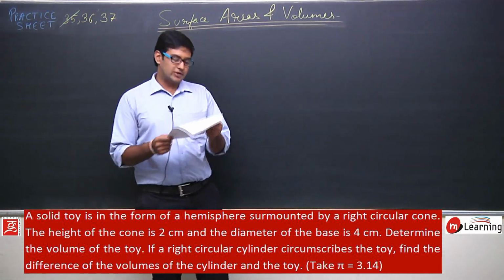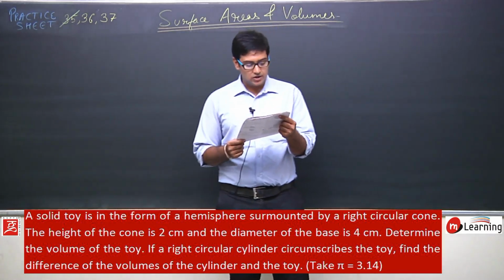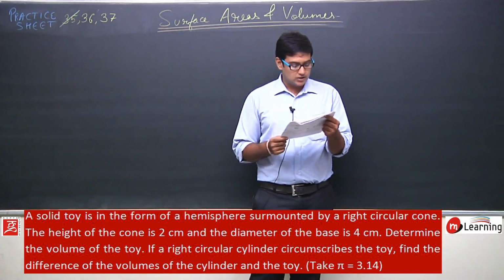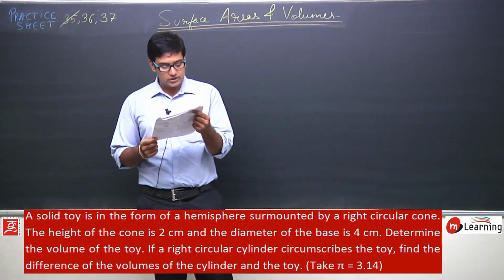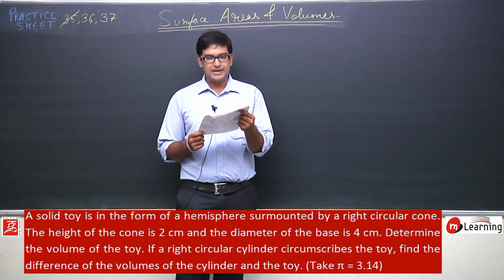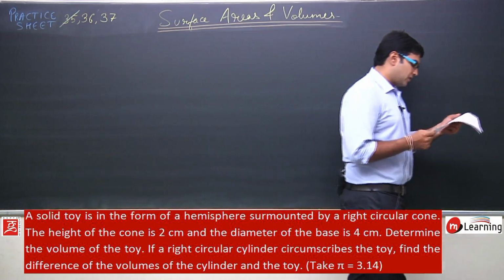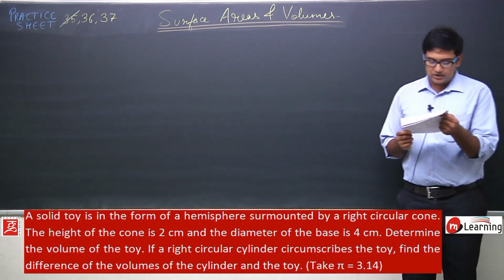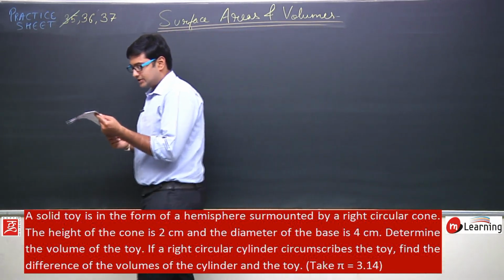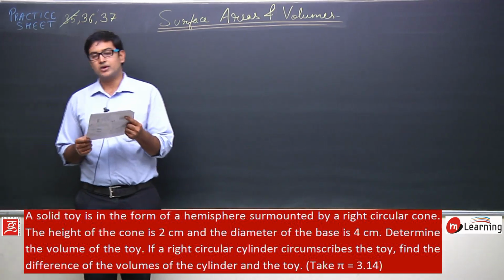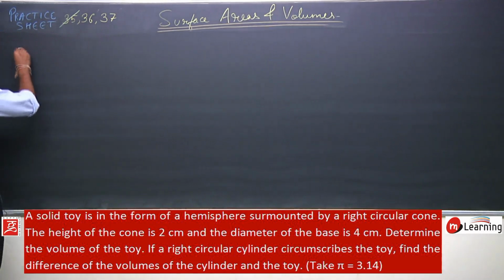Let us now discuss question number 36. Question number 36 says, a solid toy is in the form of a hemisphere surmounted by a right circular cone. The height of the cone is 2 centimeters and the diameter of the base is 4 centimeters. Determine the volume of the toy. If a right circular cylinder circumscribes the toy, find the difference of volumes of the cylinder and the toy. Let us try to draw the diagram as given in the sheet. Question number 36.